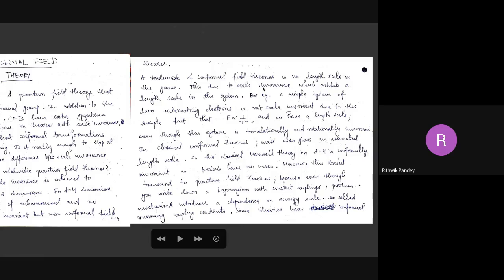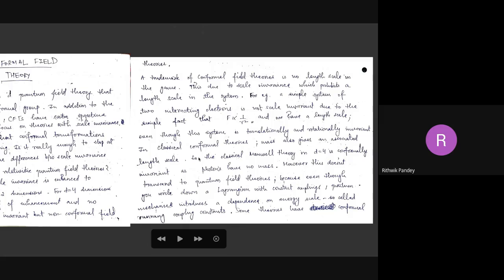For example, we can consider a simple system of two interacting electrons governed by the Coulomb potential. The force between those two electrons goes as 1/r², so the force depends on the distance between two points. I know that the distance between two points is invariant under a translation and a rotation. But if you want to demand extra symmetry, we can easily see that the distance between two points is not preserved under a scale transformation, rather it is scaled by some factor. So we shouldn't have any type of length scale in the system.